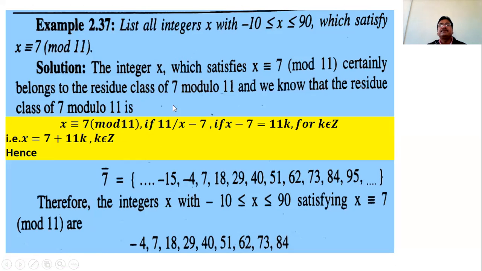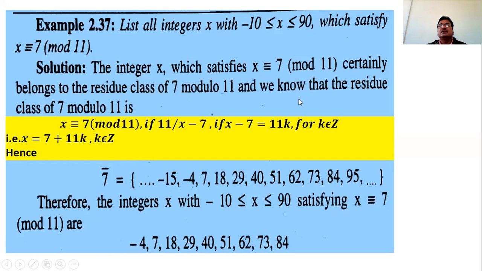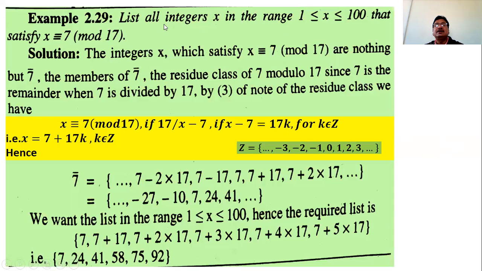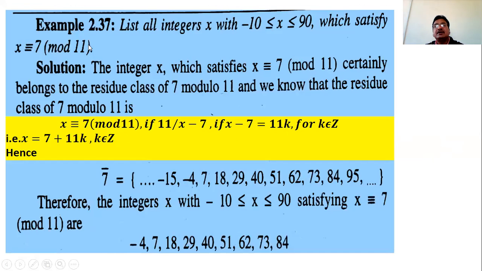Then the same question. What is the previous example? List all the integers x in the range 1 to 100 that satisfy the relation x ≡ 7 mod 17. Same type of question: list all integers x with x in the range −10 to 90. What is the range?